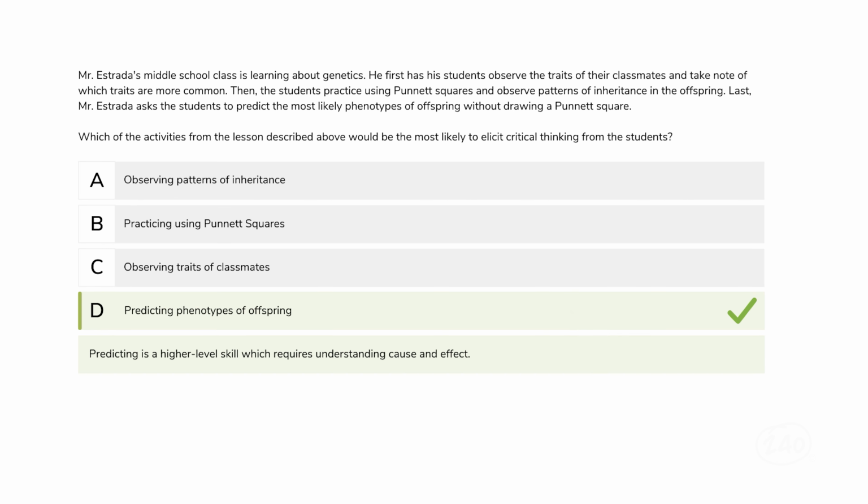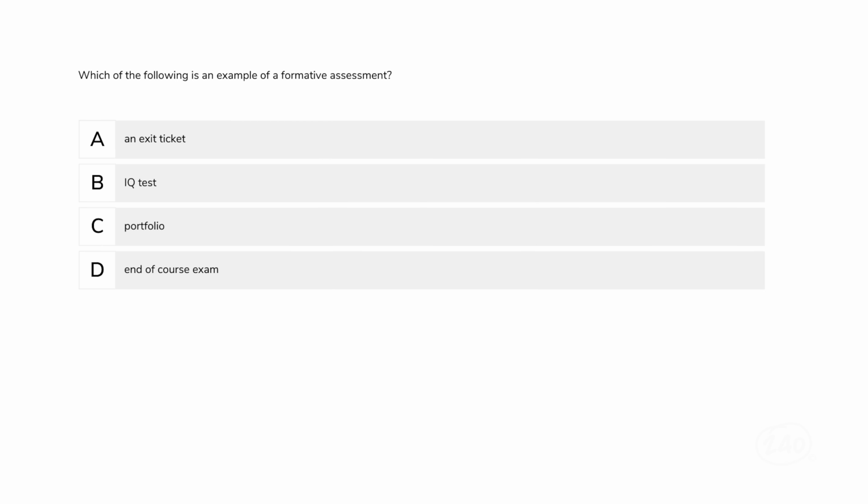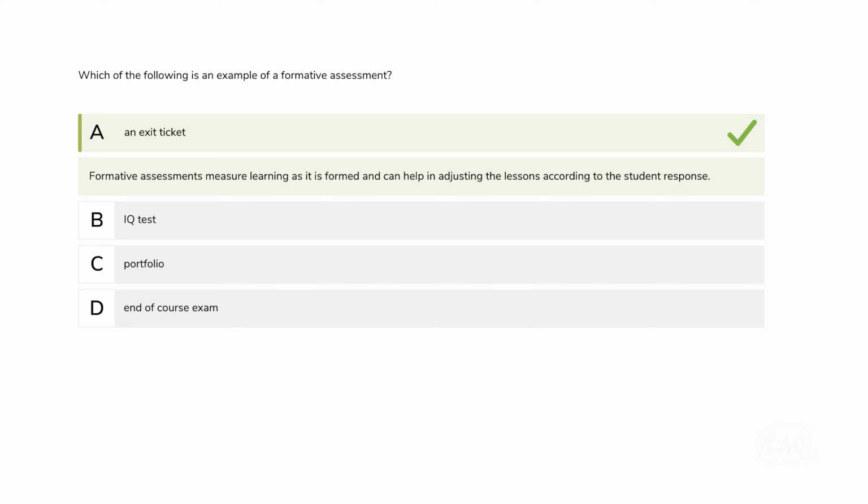2 categories down, 2 to go. Moving on to assessment. Remember when I listed off all of those assessment types you'd need to know? Let's see what you've got. Which of the following is an example of a formative assessment? Formative assessments measure learning as it is formed and can help you adjust your lessons to meet your students where they're at. So, A is the best choice. Using an exit ticket will give a teacher a quick look into how their students are progressing.